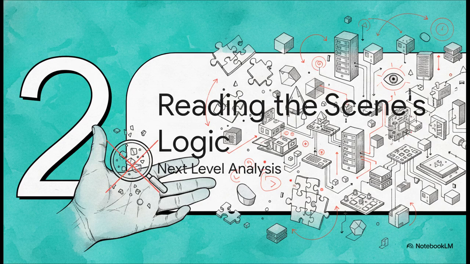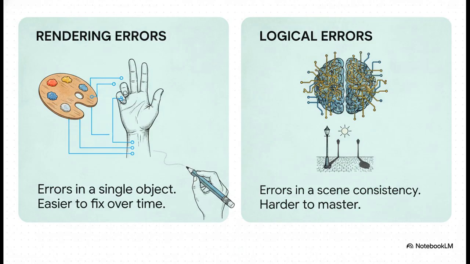Okay, this is where we get to the next level of analysis, and it's where things get really interesting. We're going to shift our focus from looking for a tiny flaw on an object, like a wonky hand, to finding flaws in how all the objects in the entire scene relate to each other. It's kind of like going from being a proofreader looking for typos to being an editor, checking if the whole story actually makes sense. So what's the big difference here?